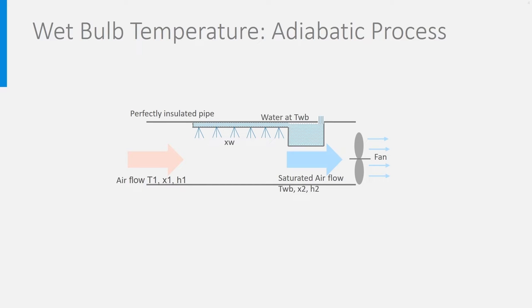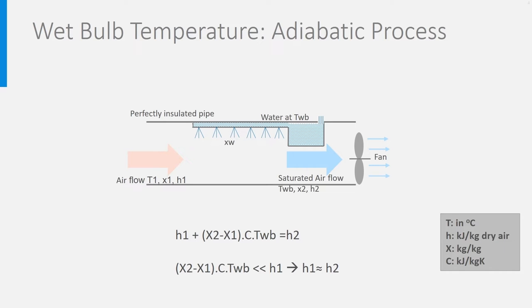Let's make an energy balance. The total enthalpy of the incoming humid air is H1 kJ per kg dry air. You learned in another lecture how to calculate it. The enthalpy of liquid water at TWB is the mass of water, which is X2 minus X1, times C of water times TWB. So H1 plus (X2 minus X1) times C times TWB must be equal to H2. In general, the term (X2 minus X1) times C times TWB is very small compared to H1, by which H2 is almost equal to H1.